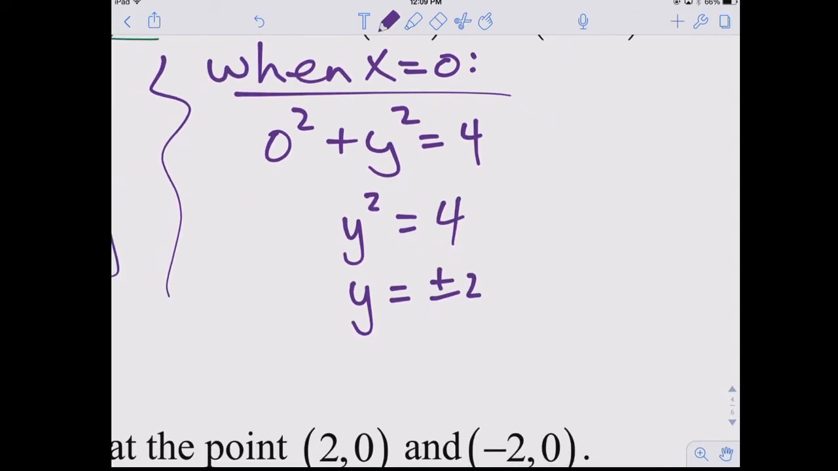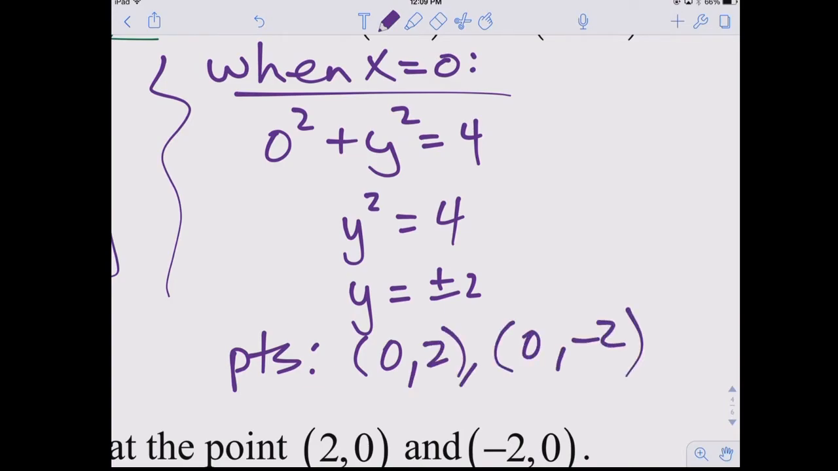And now that we have plus or minus 2, we're going to answer the question. We wanted the points. So the points are going to be the point (0, 2) and (0, -2). Okay?